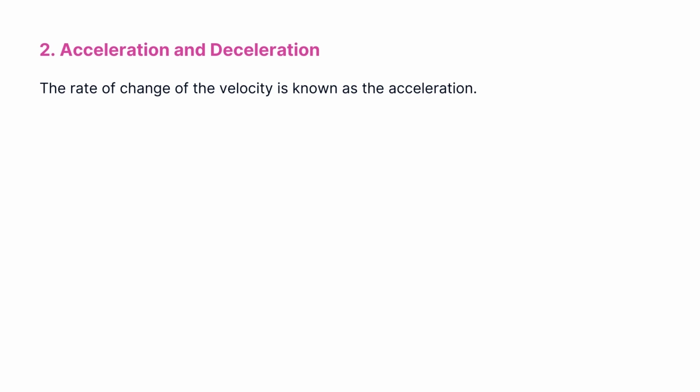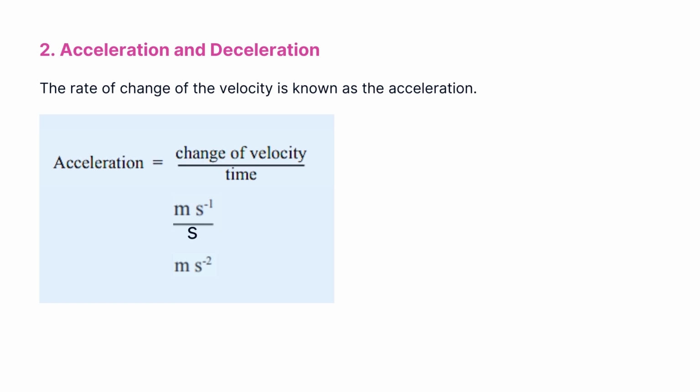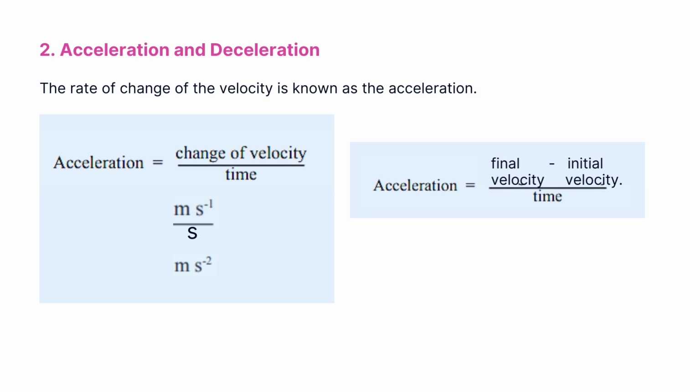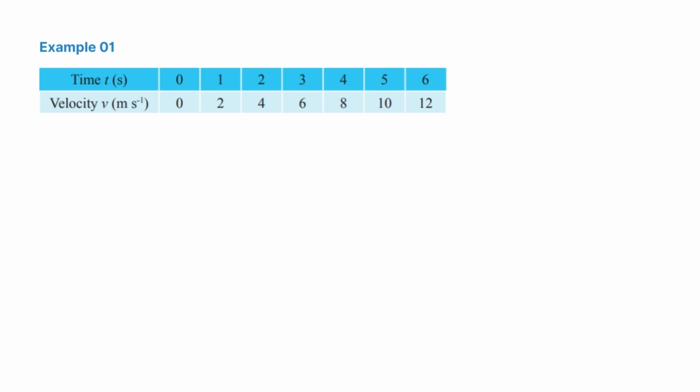When we say acceleration, it is the rate of change of velocity, or the change of velocity in a unit time. If we put it into the equation, acceleration is equal to change of velocity divided by time. So from this, if we find the unit for acceleration, velocity is given in meters per second. And time is given in seconds, so m s^-1 divided by second, that will become m s^-2. We can write another equation as final velocity minus initial velocity, divided by time, so this will be the equation for acceleration.